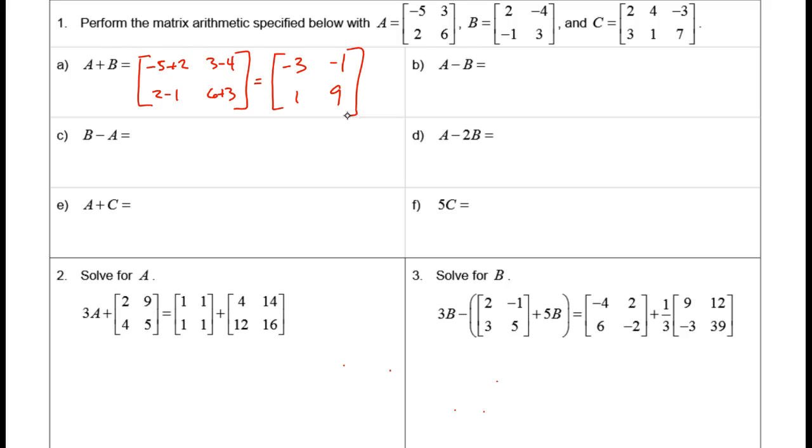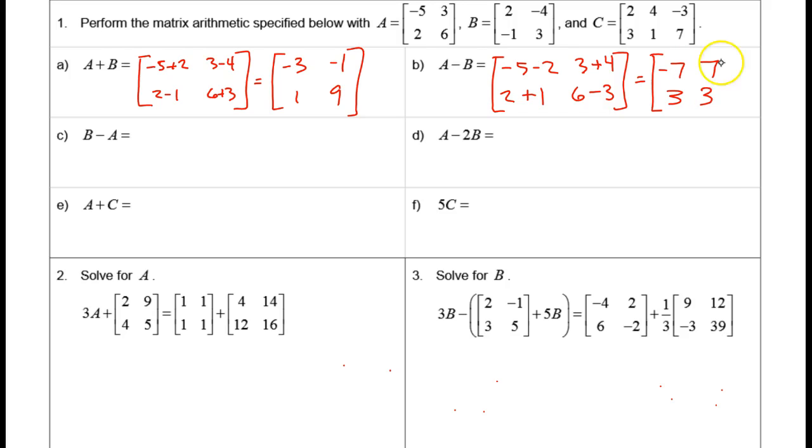When we go ahead and do matrix subtraction, I'll go here and look at example B. Same idea. We're going to do -5 minus 2, 3 minus -4. Notice how I switched the sign there to addition. 2 minus -1, 6 minus 3. The resulting matrix is going to be -7, 7, 3, 3. So it looks very different than the previous one, but that is the correct operation.